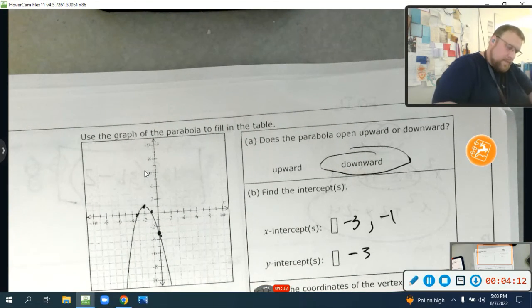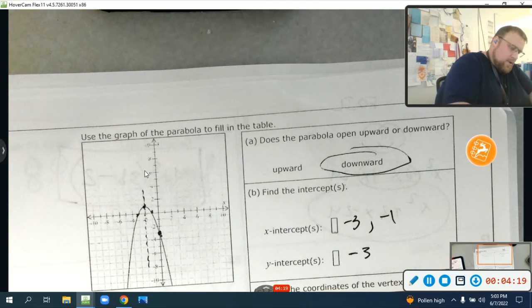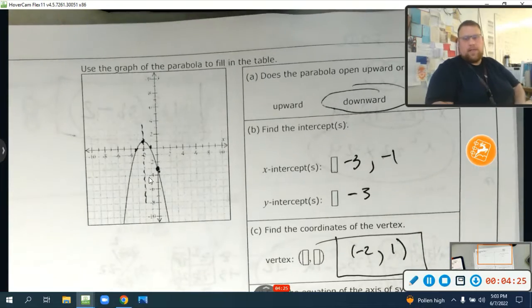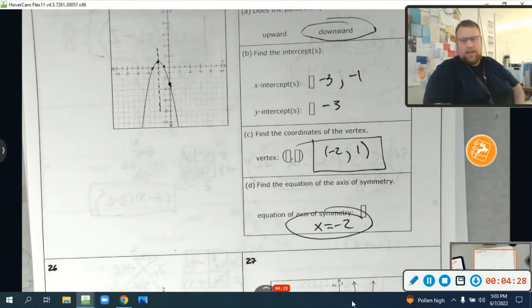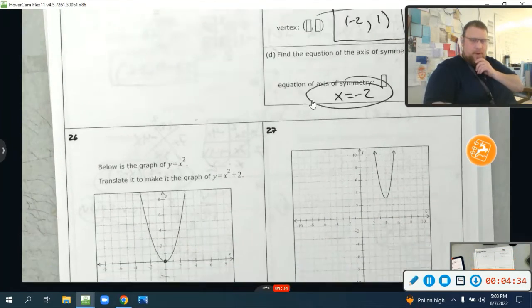Boom. Equation of the axis of symmetry. Well, that axis of symmetry is right through the vertex. So it's at x equals negative 2. I guess you can't see that, so sorry. It said x equals negative 2. Okay? Awesome. Remember, pause as needed.